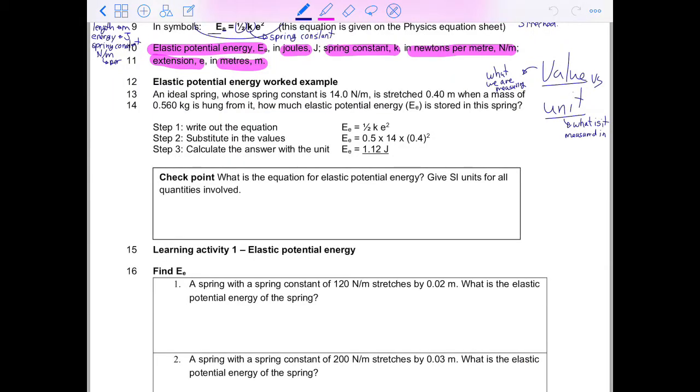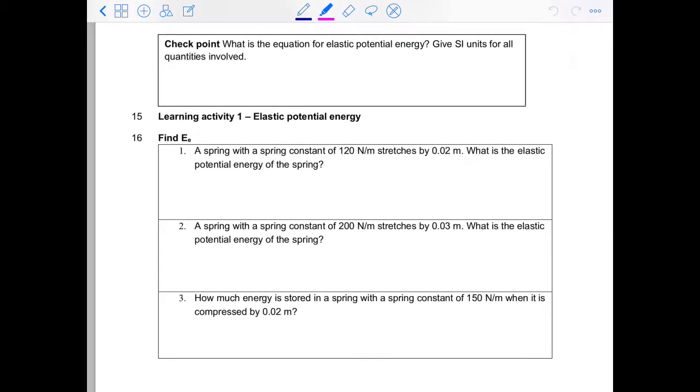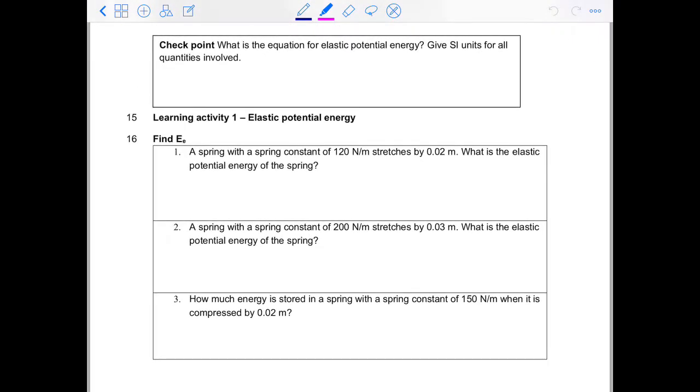So now I'd like you to give this checkpoint here a try. What is the equation for elastic potential energy? Give SI units for all the quantities involved. Answer the question without looking back, and I'll go over the answer in a moment.